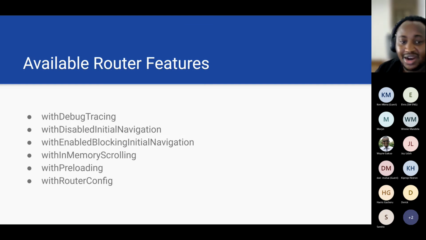So you can configure debug tracing, disable initial navigation, blocking initial navigation, in-memory scrolling, preloading, router config. I won't go into details of this configuration because these configurations already exist with the router module, which we have been using so far, and it's still going to be used because it's not going anywhere. So if you are interested in learning more about any of these features, the documentation is available on the Angular website or Angular doc site, and I'll link some links at the end of this talk where you can learn more about this.